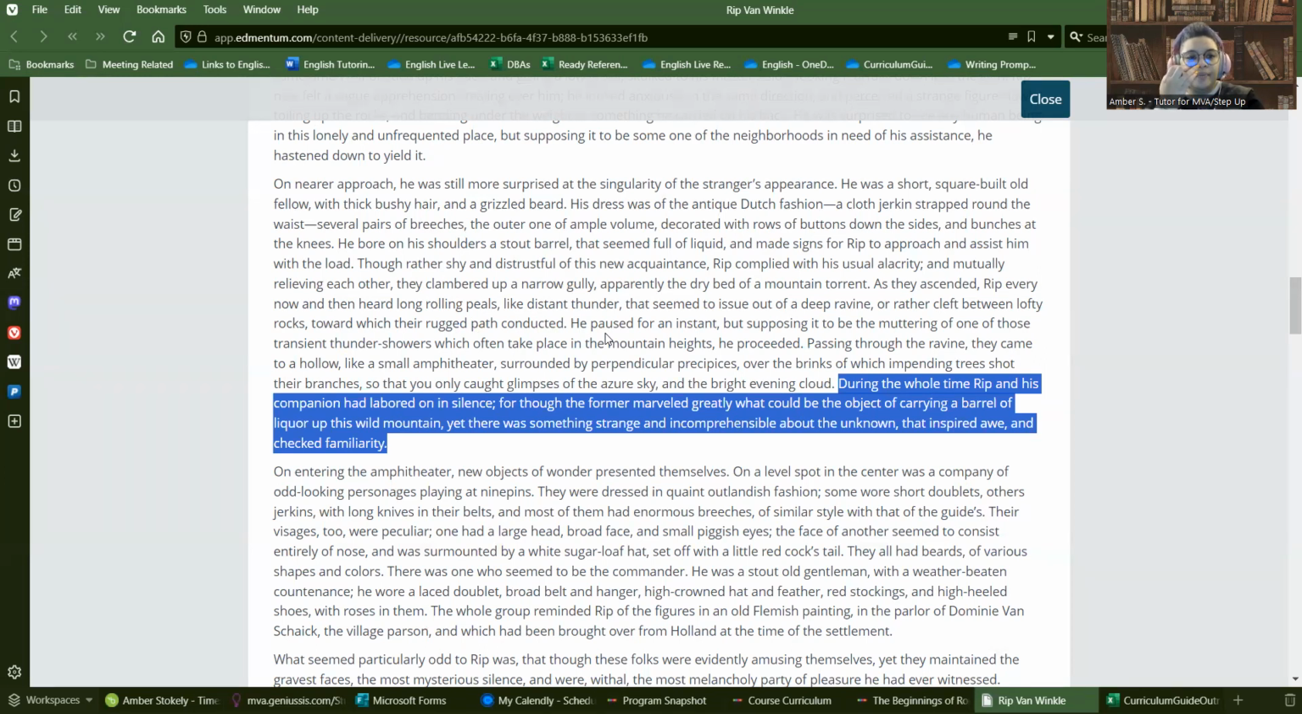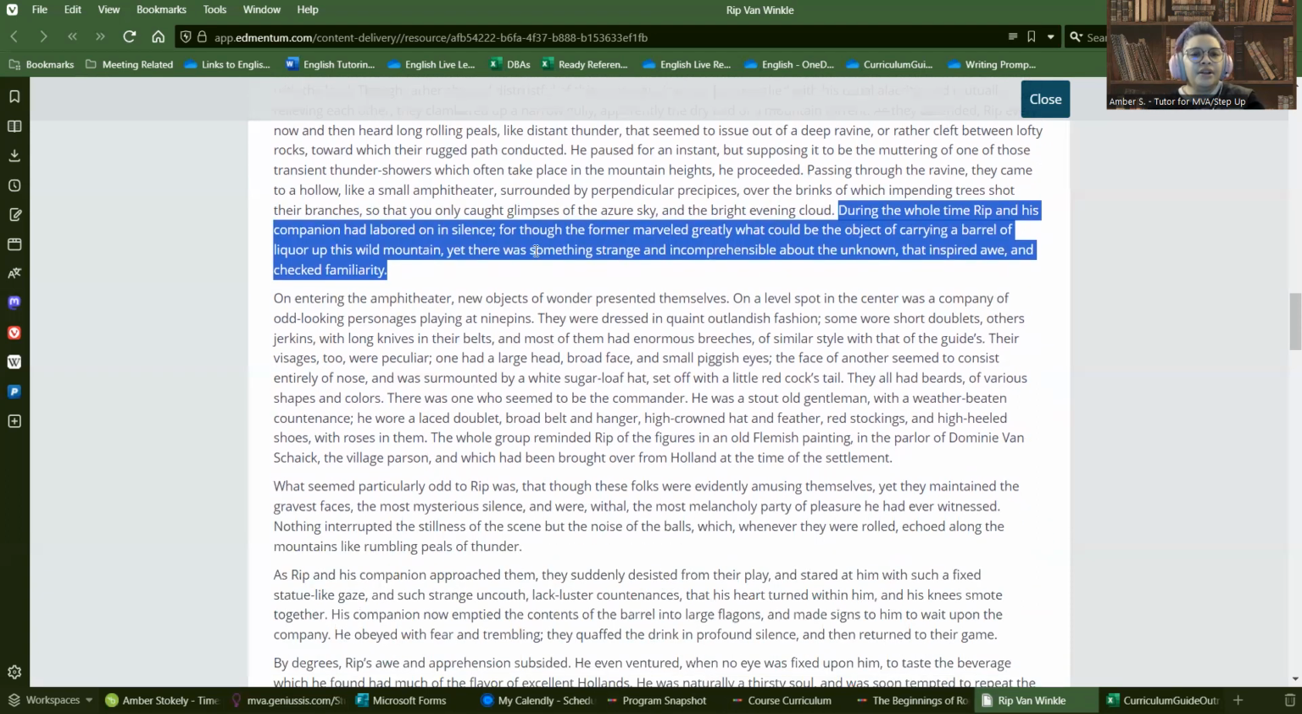So basically, Rip's quiet the entire time, because it's weird to be carrying liquor up this mountain. But he doesn't know this person. He knows that he doesn't know him. The whole situation is strange. And also he doesn't know this location on the mountain either. He's never been to this amphitheater. So he's kind of in awe, surprised that this place even exists near where he lives.